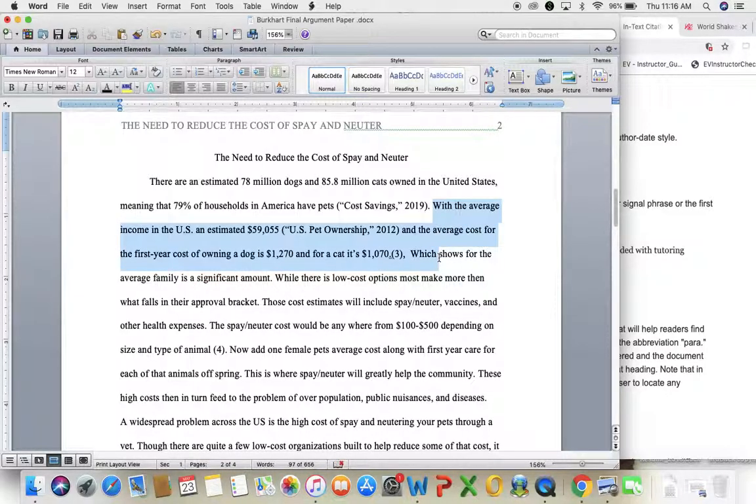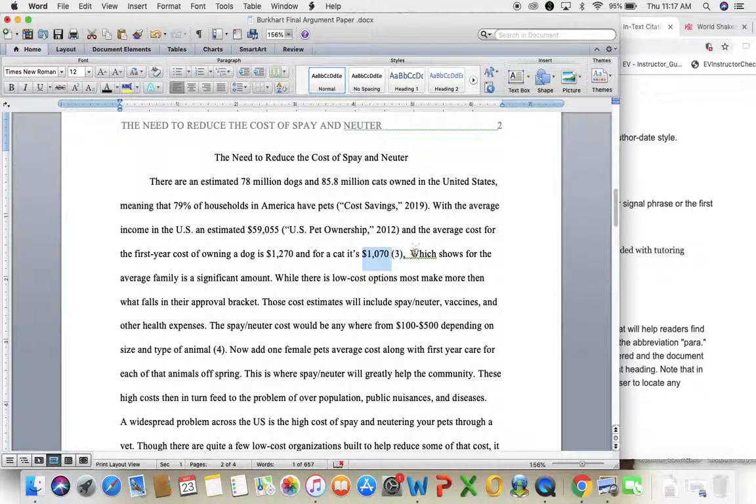So I know what you're saying here, but because you say the average income, you're giving the average income in the U.S. at $60,000. That feels higher than what it actually is. I feel like it's much lower than that. And then you give the average first year cost of owning a dog is that much, and for a cat it's that much. You've got a period here you don't need, but those feel quite low. It's because I have 2 cats that are almost 2 years old, and it's been expensive.